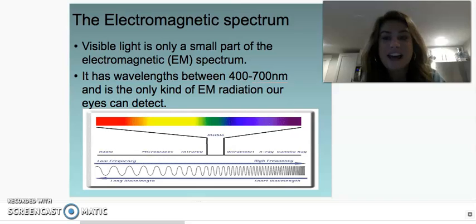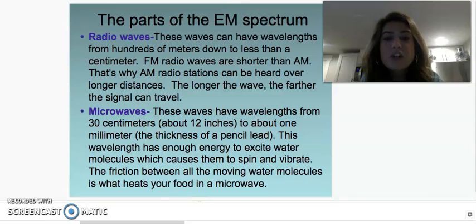For the parts of the spectrum, if you haven't done so yet, you have a foldable that you have to do, and this would be really great information for you to put on that foldable. Here's some information on radio waves. These waves have different wavelengths from hundreds of meters down to less than a centimeter.